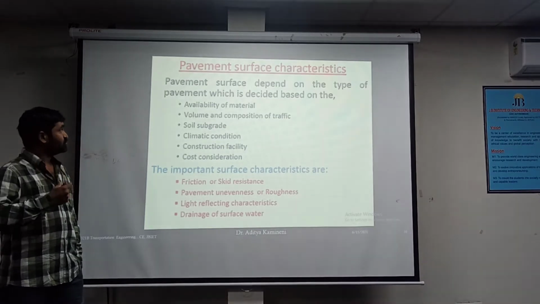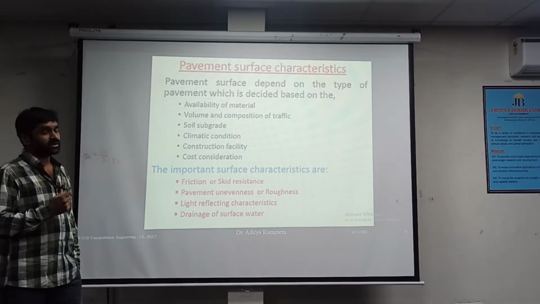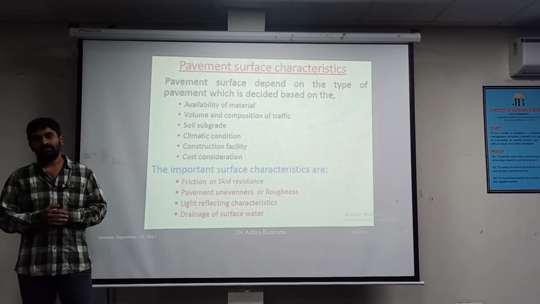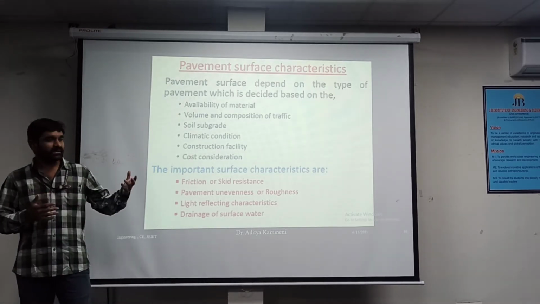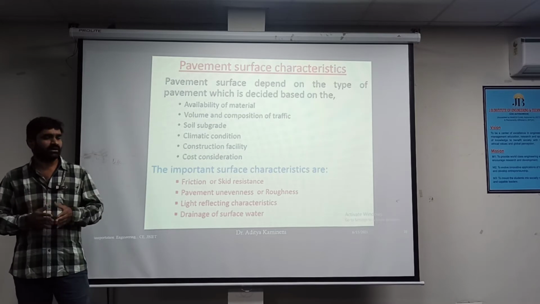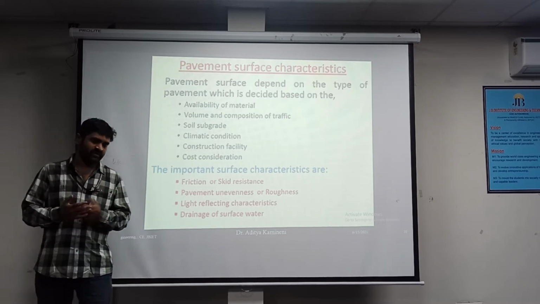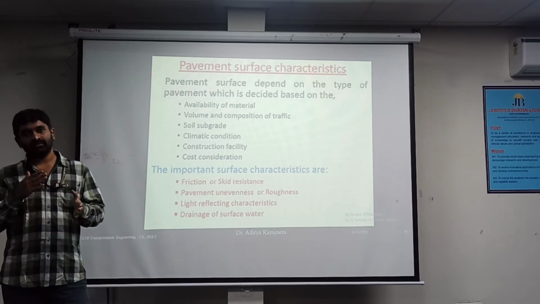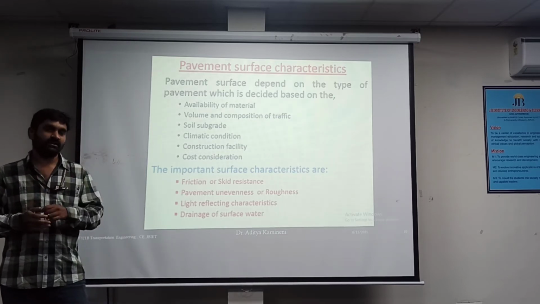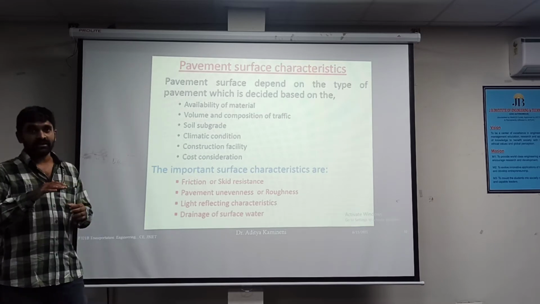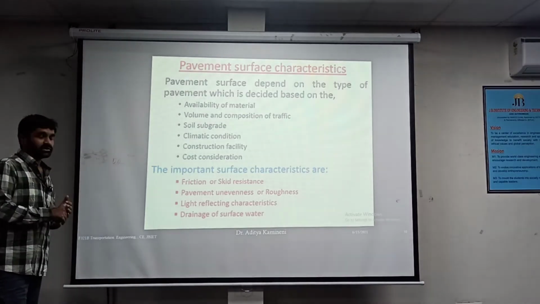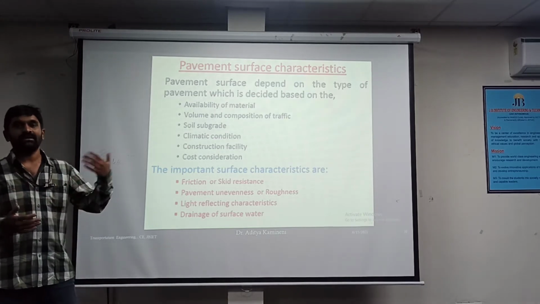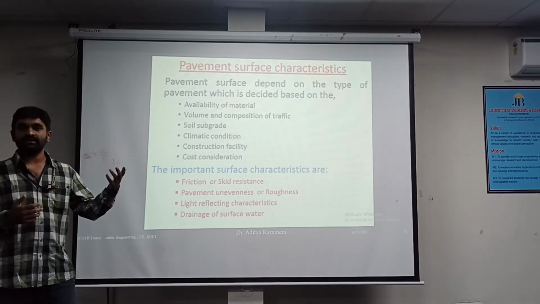Those two can be achieved only by deciding based on the sufficient availability of the material. If there is a quarry nearby, that is fine. If it is not available, there are various grades like VG10, VG20, VG30. All the bituminous characteristics and the materials we are using, the aggregate properties, will affect the friction of the top layer of the pavement. Then the volume and composition of the traffic expected. Today it might be 15 or 20% of the traffic. In the next 10 years, 20 years, it might be different.